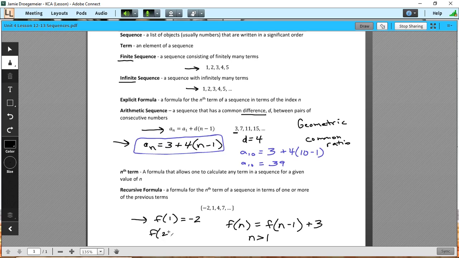F of 2, if I plug it into my formula over here, well, f of 2 minus 1, so that would be f of 1, which is -2. If I take -2 plus 3, I get 1. I could do the same thing for f of 3. So that's going to be f of 3 minus 1, which is 2. F of 2 we said is 1. 1 plus 3 is 4, and so on. And so you can see, recursive formulas are not going to be as powerful for you in finding terms in a sequence as those explicit formulas that we saw earlier in our lesson here.